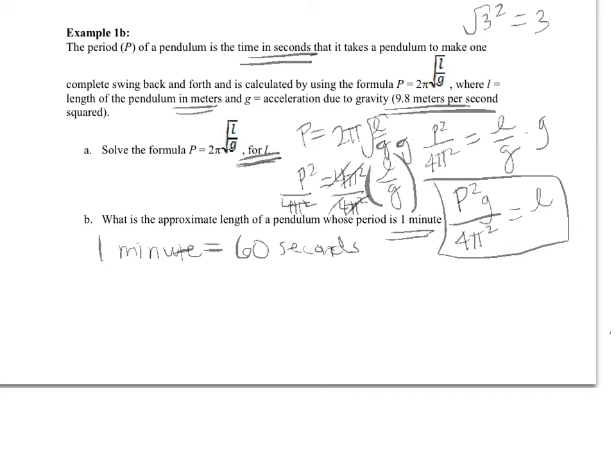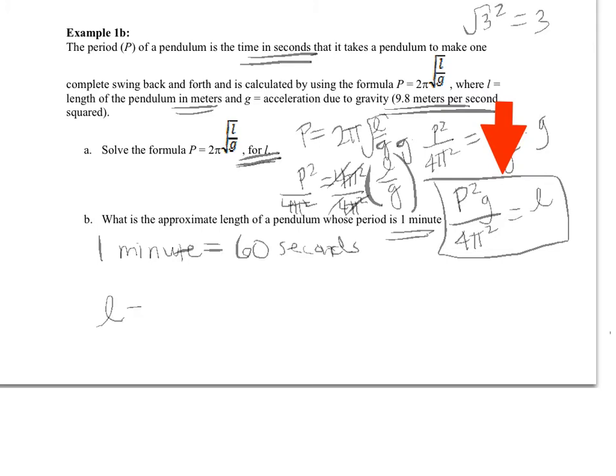Okay, so now let's plug into what we used here. So we had L equals p squared times G over 4 pi squared. So let's plug all of that in so we can solve for the length of a pendulum.